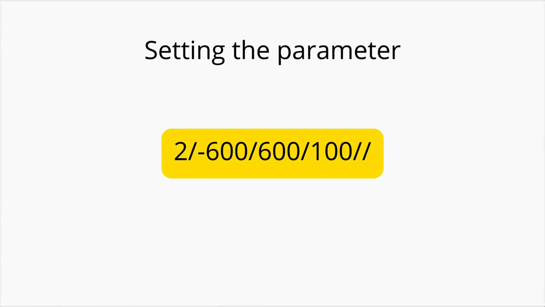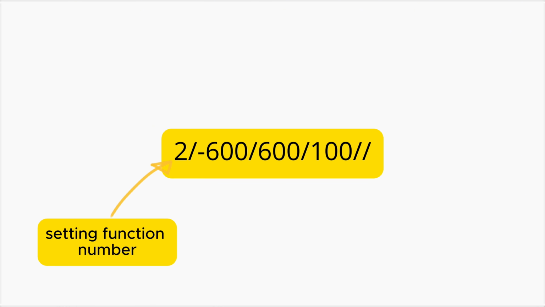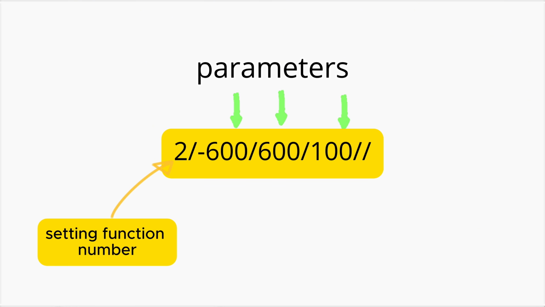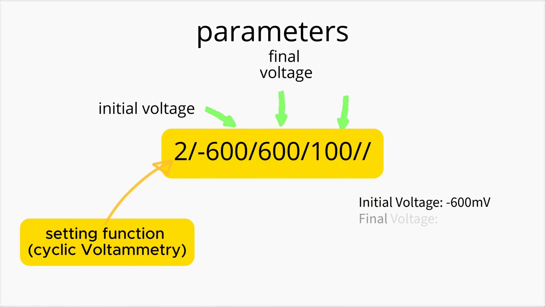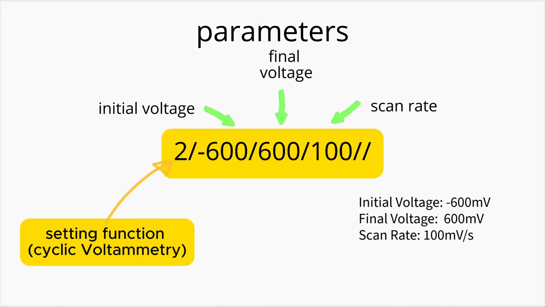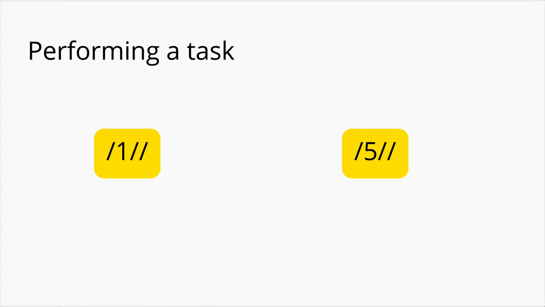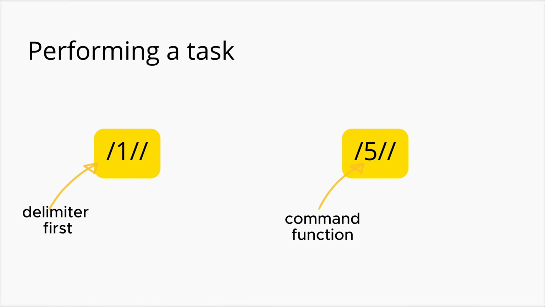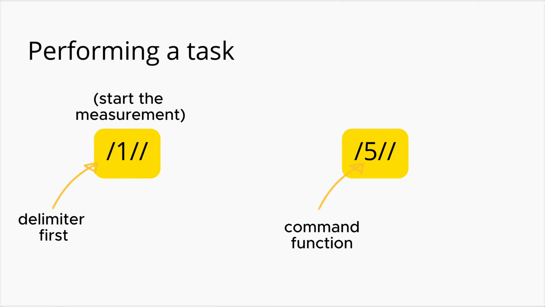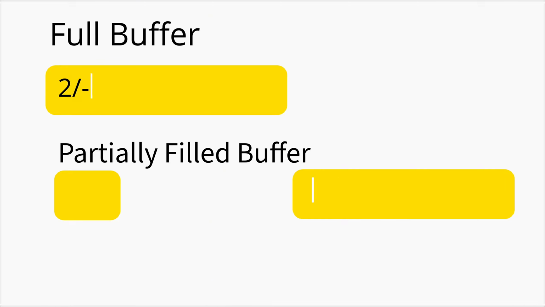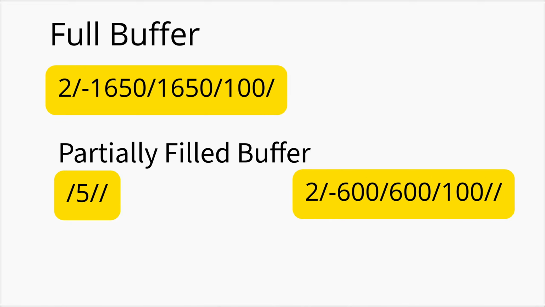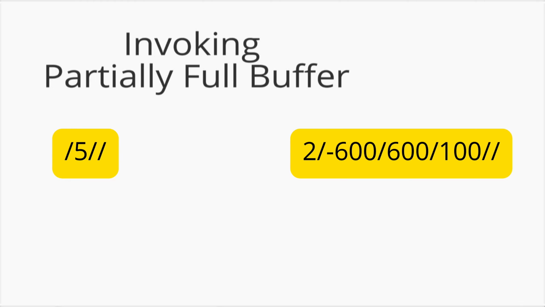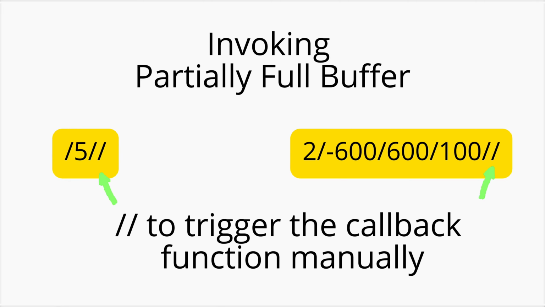When the buffer starts with a number, the buffer would be parsed to set the parameter to the device. For example, when we want to do cyclic voltammetry, we want to set the initial, final voltage, and its scan rate. This is where we set the parameters. On the other hand, when the buffer starts with a delimiter and a number, it would be parsed to do certain tasks, such as start the measurement, check the voltage, and so on. The callback function would not be invoked if the buffer is not full. Therefore, we make double delimiter at the end as the condition to manually invoke the callback function.